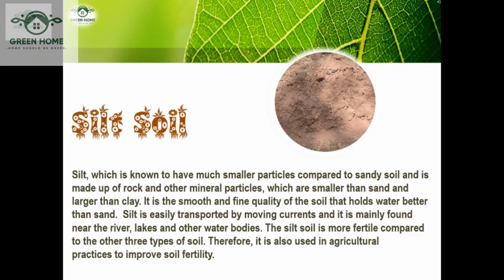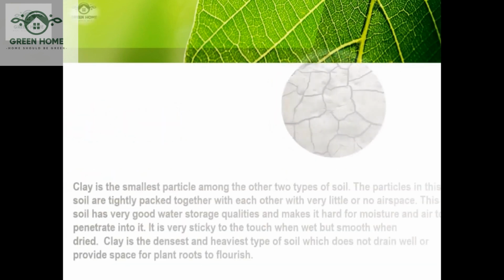Silt soil. Silt, which is known to have much smaller particles compared to sandy soil, is made up of rock and other mineral particles, which are smaller than sand and larger than clay. It is the smooth and fine quality of the soil that holds water better than sand. Silt is easily transported by moving currents, and it is mainly found near the river, lakes and other water bodies. The silt soil is more fertile compared to the other three types of soil. Therefore, it is also used in agricultural practices to improve soil fertility.